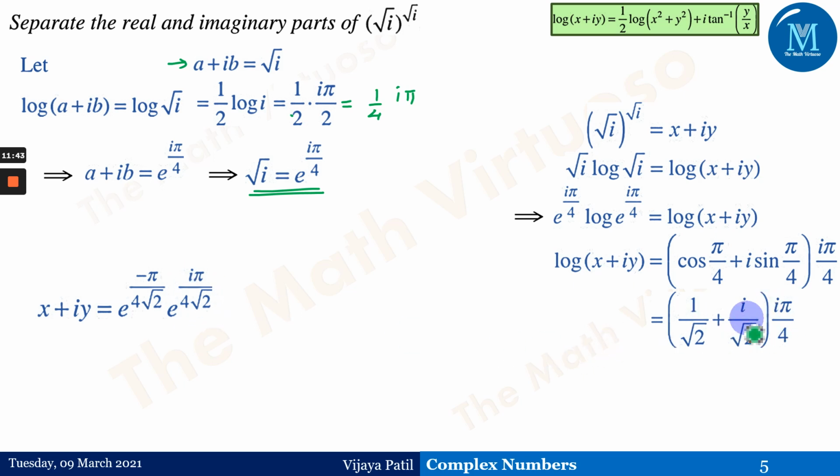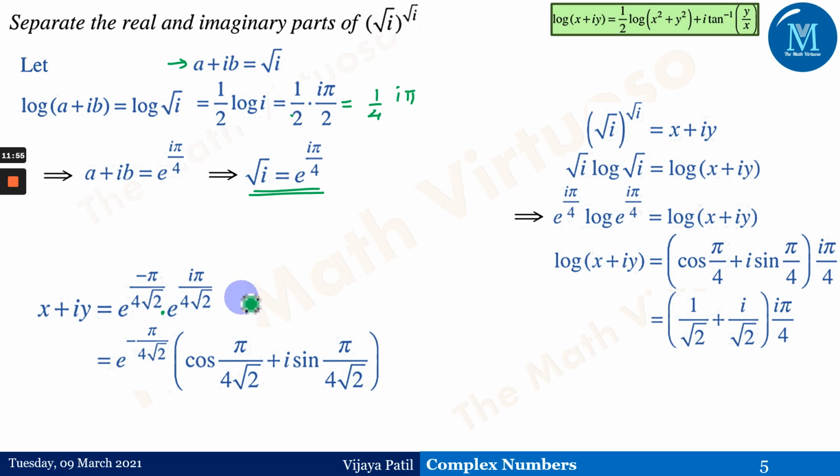Just doing the multiplication, we will be getting this minus sign, so i into i will give you here minus pi upon 4 square root of 2. That's the reason here it's a product, right? It's a product of e here. And that's the reason here e to the power minus pi upon 4 square root of 2 as it is, because it's a constant, wherein this we are going to go with the polar form.